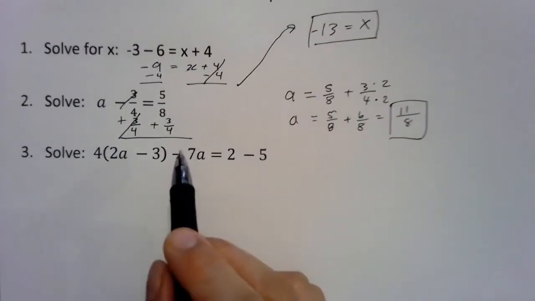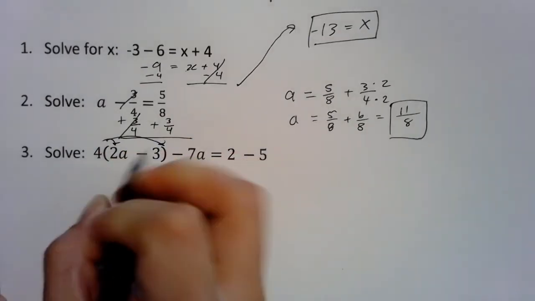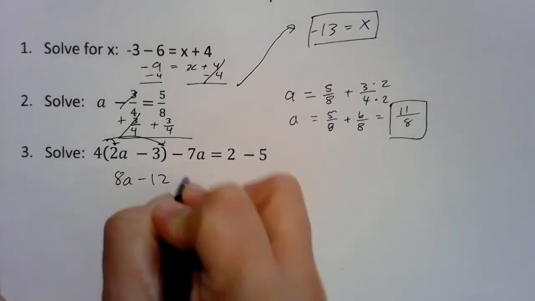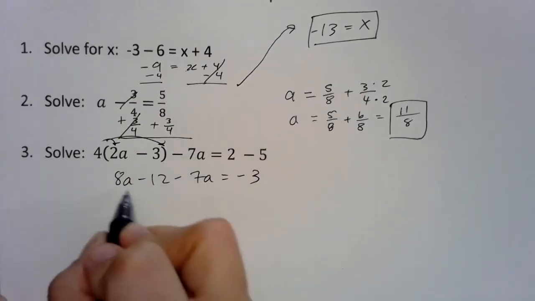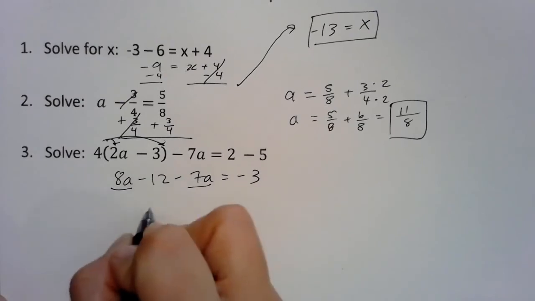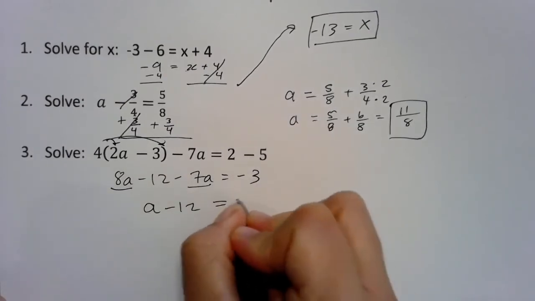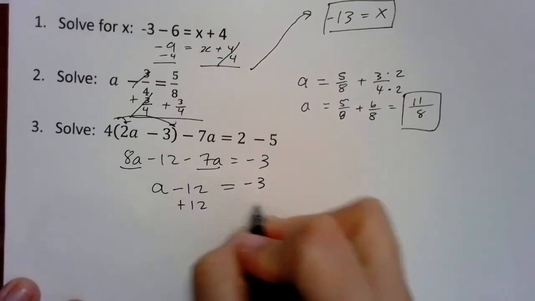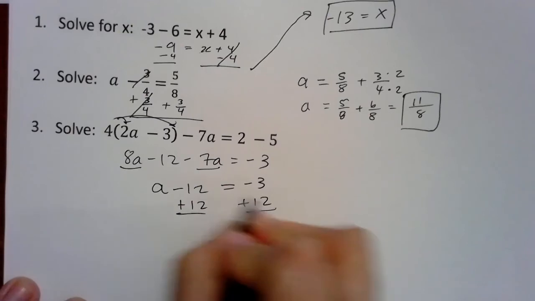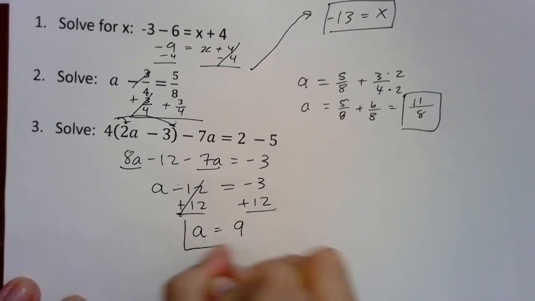Alrighty. So then what about here? Well, first we need to do the distribution property. Okay, so we get 8a minus 12 minus 7a is equal to 2 minus 5, which is negative 3. So we have 8a minus 7a, so that's a, and then minus 12, bring that down, and you get negative 3. So then to solve for a, plus 12 on both sides, and then you get a is equal to positive 9.